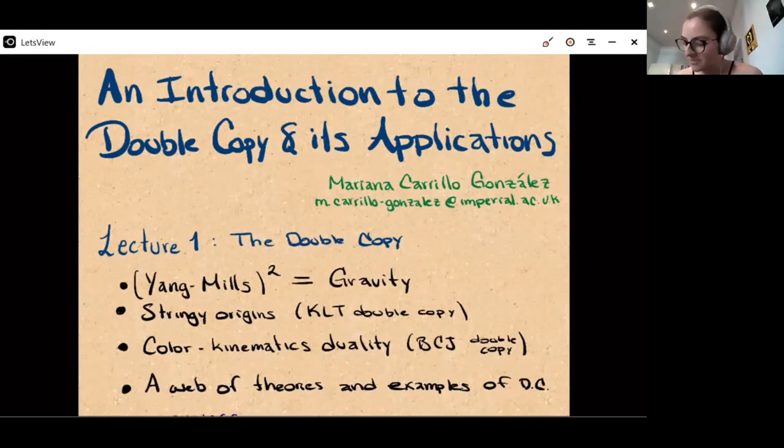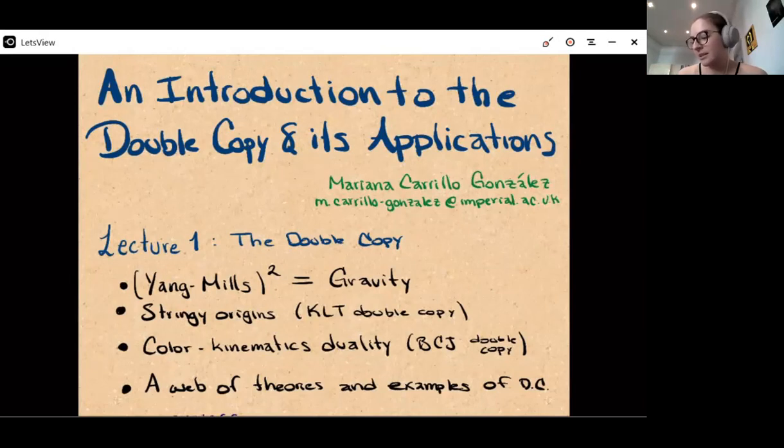So the first lecture is basically just introducing what the double copy is. And in its more famous version, which is the Yang-Mills squared equals gravity. So I'll explain why or how you can square Yang-Mills to obtain gravity. Then I'll show you two different types of building this double copy. One of them is called the KLT double copy, and it has stringy origins, which is basically how all of these relations were found at the beginning a while ago.